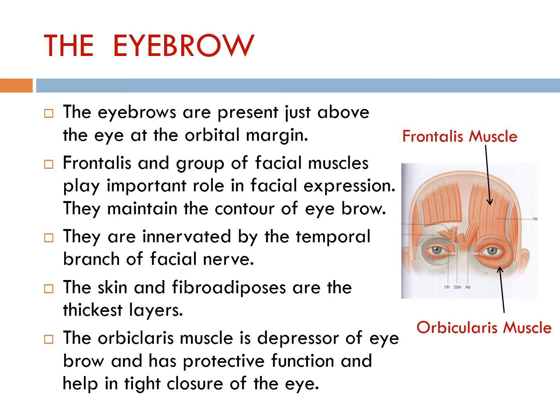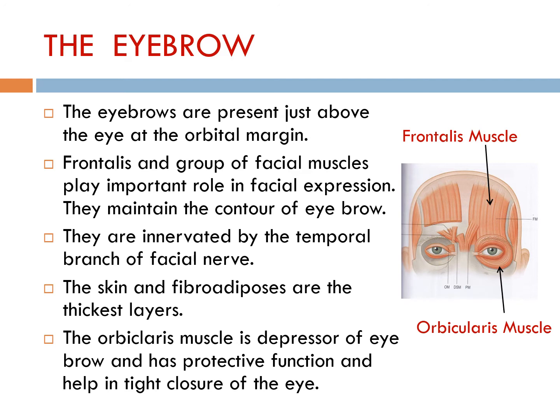Firstly, the eyebrow. The eyebrows are present just above the eye at the orbital margin. Frontalis and a group of facial muscles play an important role in facial expression. They maintain the contour of the eyebrow. They are innervated by the temporal branch of the facial nerve.